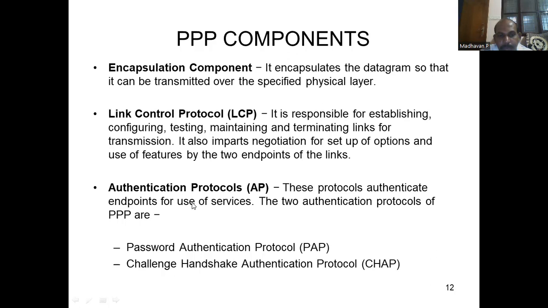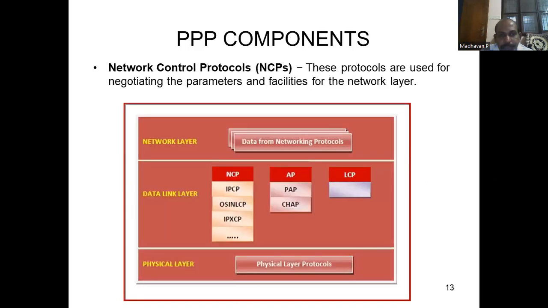Then we have a third component called the authentication protocol, which is mainly used to provide authentication features between two endpoints. We have two authentication protocols in PPP. One is called the password authentication protocol. The second one is called the challenge handshake authentication protocol. The last component is the network control protocols, which is used as the networking component for negotiating the parameters and facilities, etc. for the networking layers.